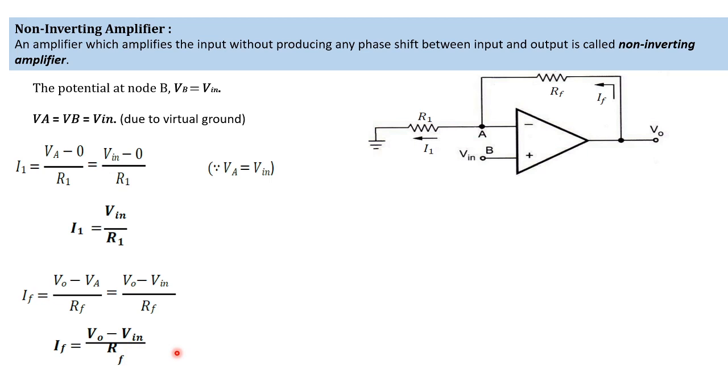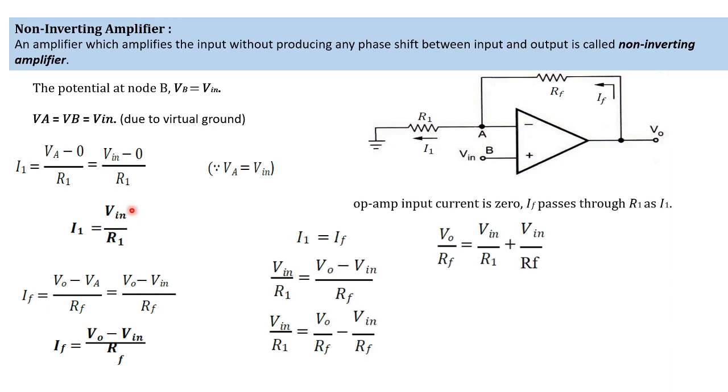Here also the same thing. There is no current towards the op amp, so whatever current we are receiving here is forwarded to IF. So I1 is equal to IF. Equating these two equations, we get V0 in terms of Vin. This is the derivation, where V0 is equal to 1 plus RF divided by R1 into Vin.